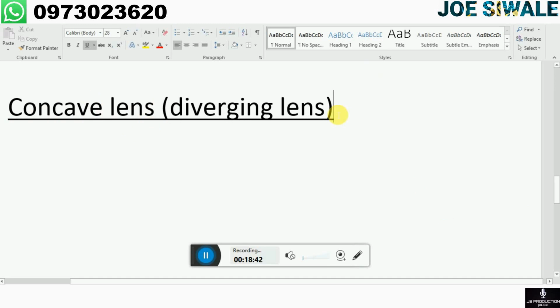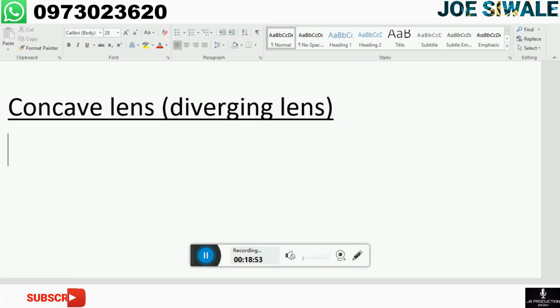For the convex lens, we say that the lens is able to converge the light rays that travel parallel to the principal axis. But for the concave lens, this is the type of lens that spreads out or diverges the light rays as they travel parallel to its principal axis. So that's the main difference between the convex lens and the concave lens.